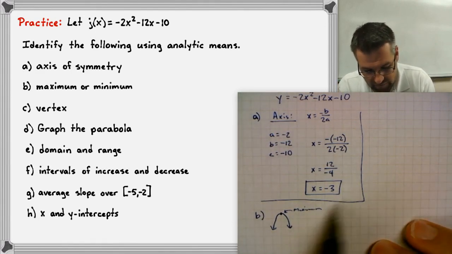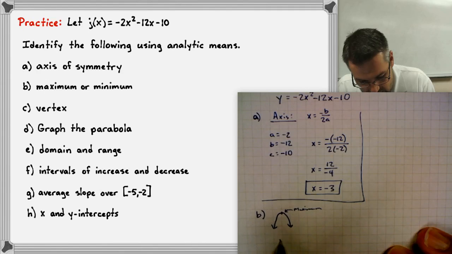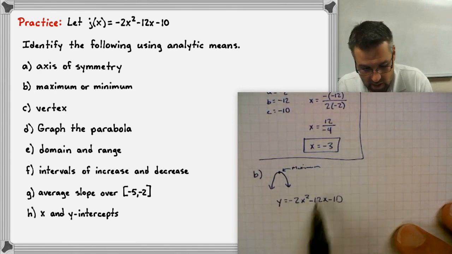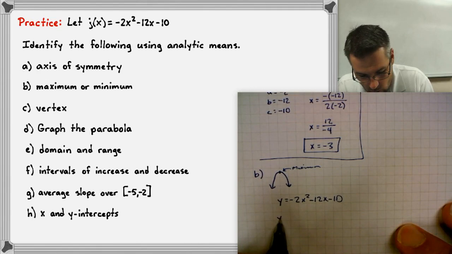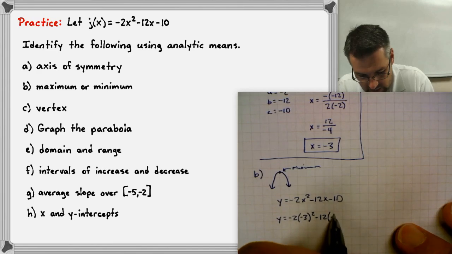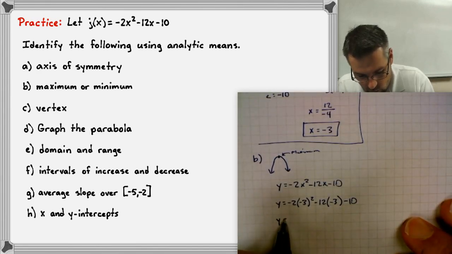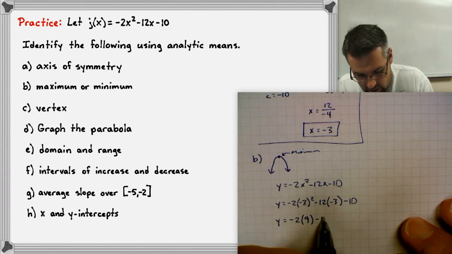So remember, to find that value, we take the x value that we just figured out from the axis of symmetry, and we plug it in to our original equation. So we're going to take -3 and plug it in here. So that'll say y equals -2 times -3 squared minus 12 times -3 minus 10. Order of operations, we do our exponents before anything else there. So we got -2 times 9, and then carry everything else down.